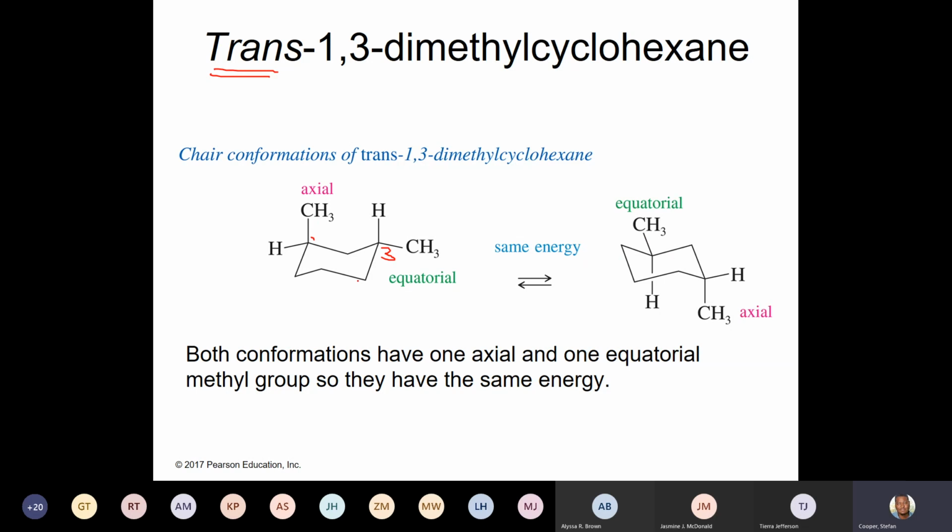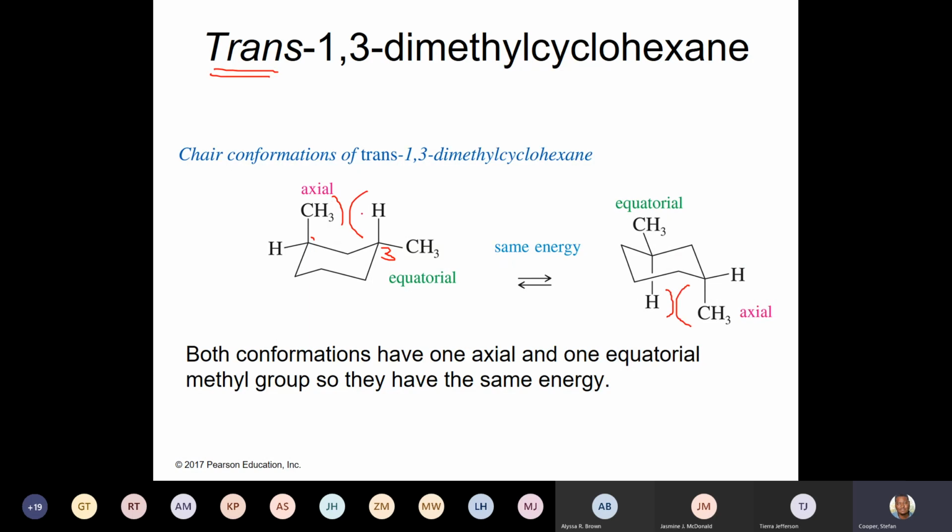In the first chair, I have one axial and one equatorial. And in the other chair, I also have the same thing, one equatorial, one axial, right? So they both have the same exact energy. Sure, there's a 1,3 diaxial interaction here, right? And it's the same thing down here, right? A 1,3 diaxial interaction here.